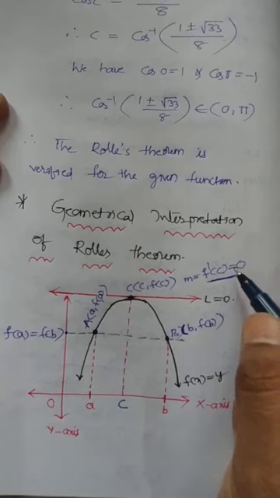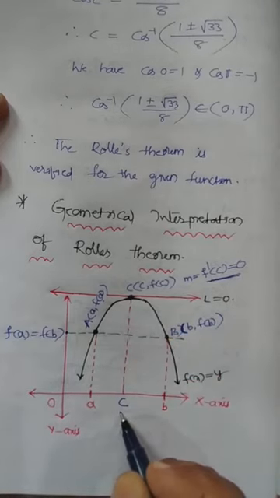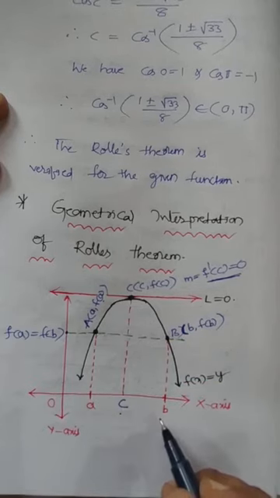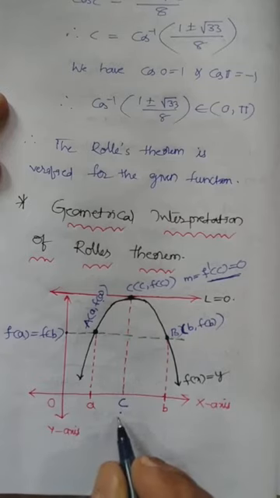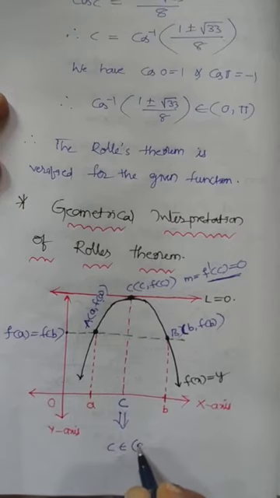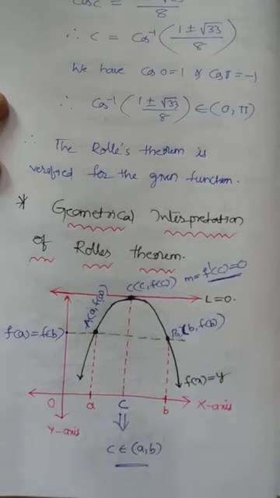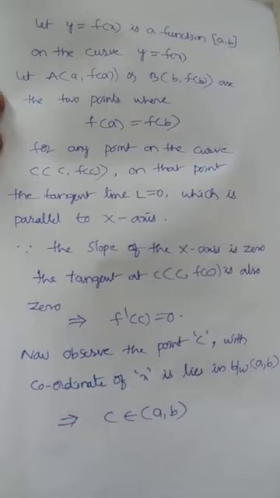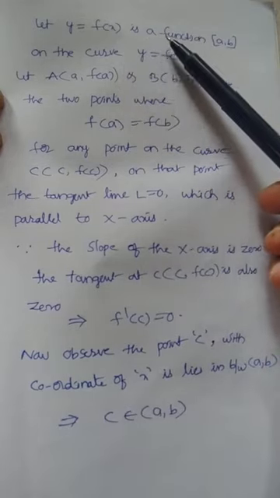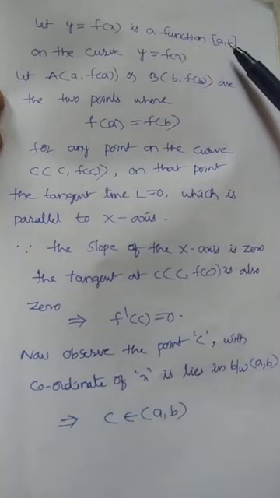0. So that the point C, where is the point C? It is in between A and B. It is in between A and B. That implies, what is our conclusion? The C point must be belonging to open interval A comma B. So this is the geometrical interpretation of the Rolle's theorem. Now regarding the observed graph, I am writing the theory here like this. Let y is equals to f of x be a function on closed interval a comma b.